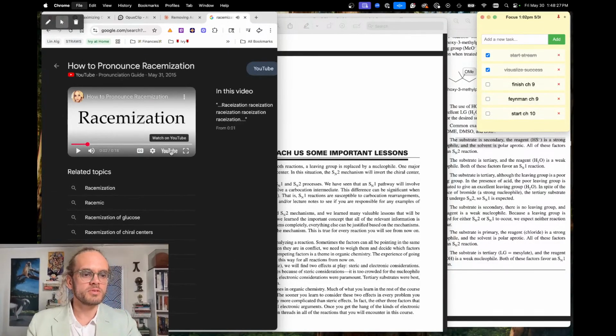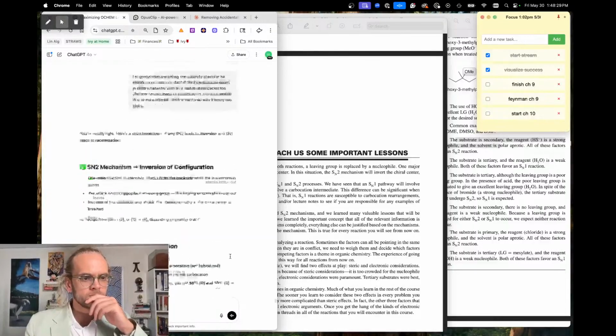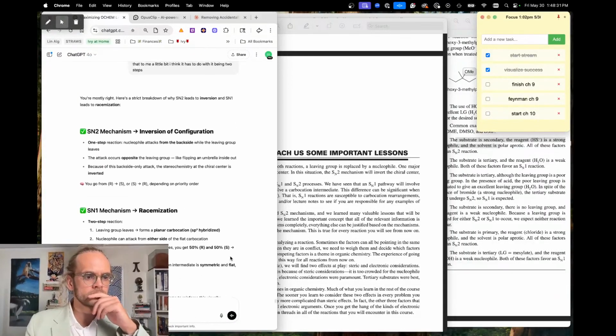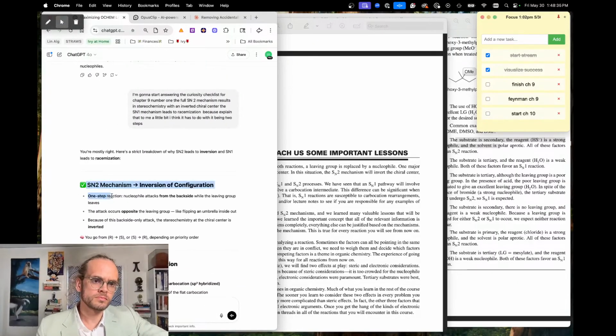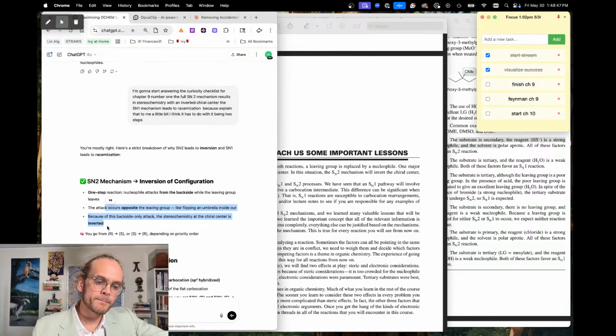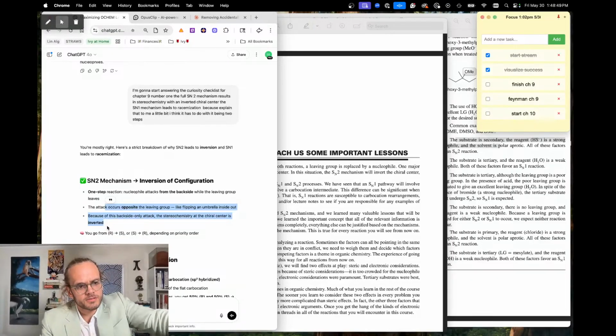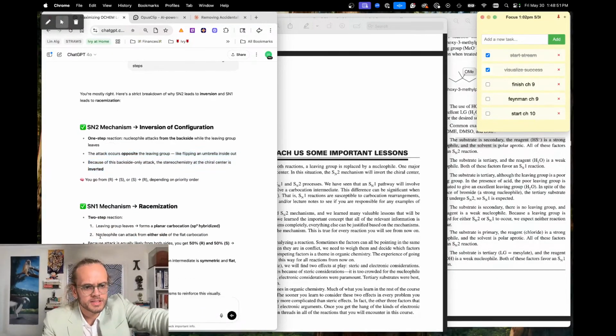Racemization. Attacks from the backside. Leaving group leaves, attacks. So it's like flipping an umbrella inside out. Interesting. Backside attack, it's inverted. Okay, that's helpful. I like this. It's like that. Leaving group leaves.